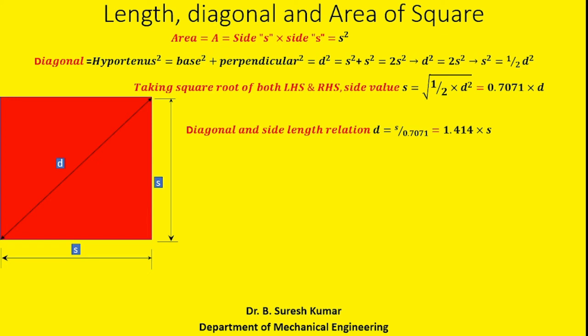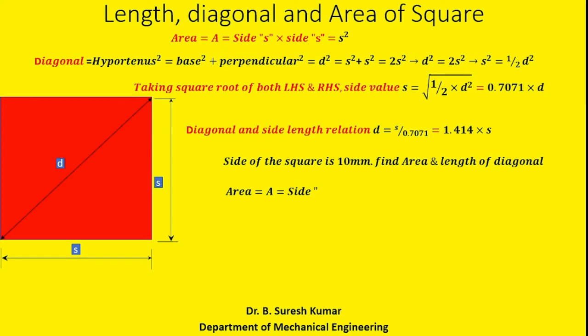Here I can explain the same with some numerical values. Consider the side of the square as 10 mm. From this, find the area and the length of the diagonal of the considered square. How? Let's see. The area is equal to the base side into the perpendicular side, which is 10 cross 10, because I consider a 10 mm square. So each and every side of the square is the same. So 10 into 10, I got 10 square. From this we get the area of the square as 100 mm square.